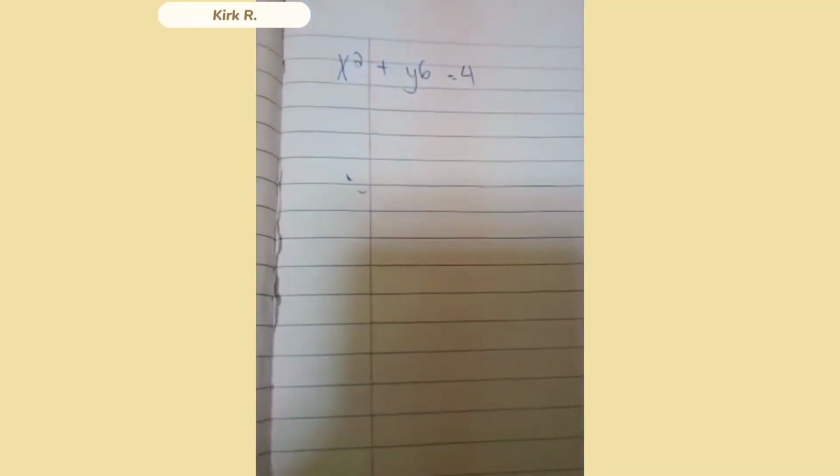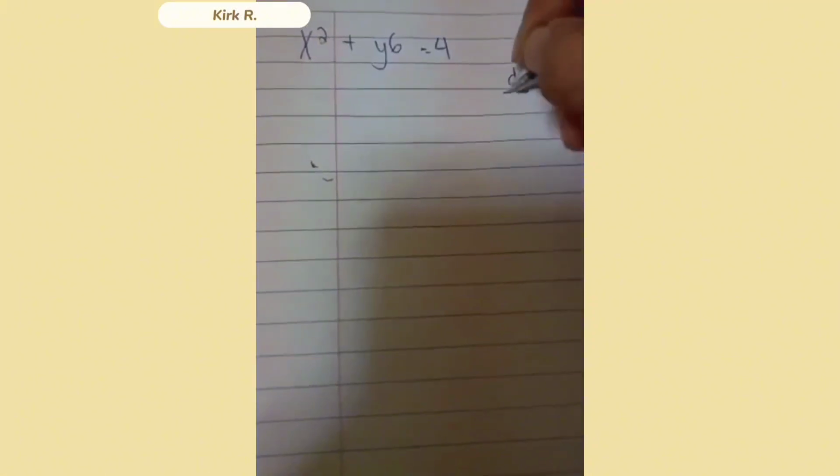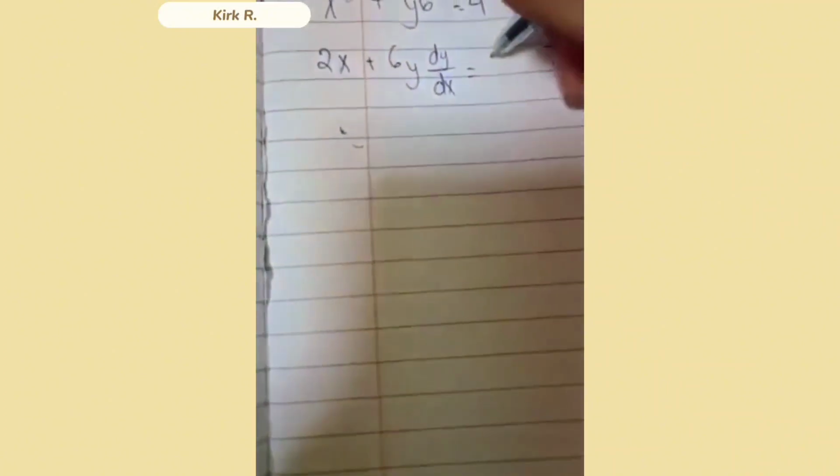Hi guys, so today, meron po tayong simple equation about implicit differentiation. Meron po tayo ditong simple equation which is 6x squared plus y to the 6th power is equals to 4. So, first step po natin is idadrop po natin ang mga terms natin which is dy over dx. So, we're gonna do 2x plus 6y dy over dx equals to 0.